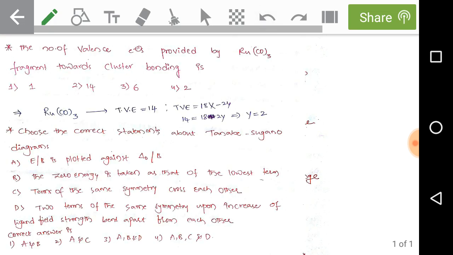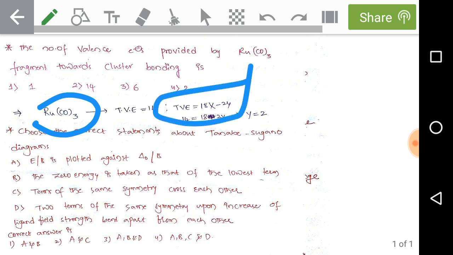Next one, the number of valence electrons provided by a ruthenium carbonyl fragment toward cluster bonding. Here we need to find the total valence electrons for that ruthenium carbonyl. The formula is: total valence electrons equals 18x minus 2y, where x is the number of metals, here only one ruthenium, and y is the number of metal-metal bonds. So y simply equals 2.